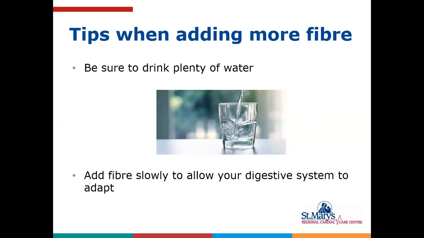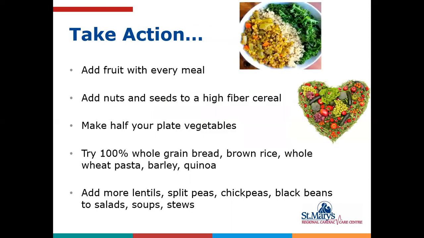So where can you start? Try enjoying fruit with every meal to start. Then progress to adding nuts and maybe some high fiber cereal to your breakfast meal. Try making half your plate at lunch and at supper vegetables. Consider adding raw veggies and dip to your lunch. It's a great addition to any packed meal.